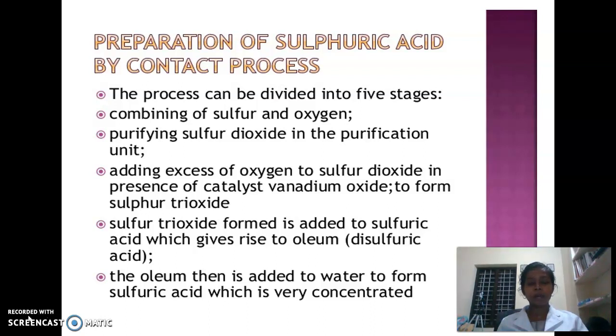Today we are going to discuss the preparation of sulfuric acid by using the contact process. We know that this preparation involves 5 stages. First one is combining sulfur and oxygen. Second stage is purifying sulfur dioxide. Third stage is adding excess of oxygen in the presence of catalysts like vanadium pentoxide to form sulfur trioxide. Then fourth stage is sulfur trioxide forms sulfuric acid which gives rise to oleum. And fifth stage is oleum is then added to water to get concentrated sulfuric acid.